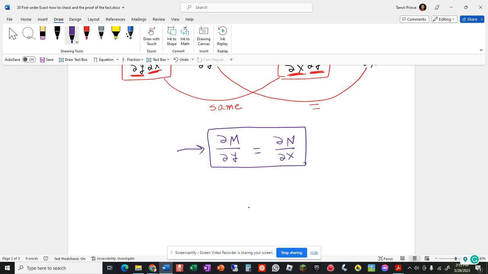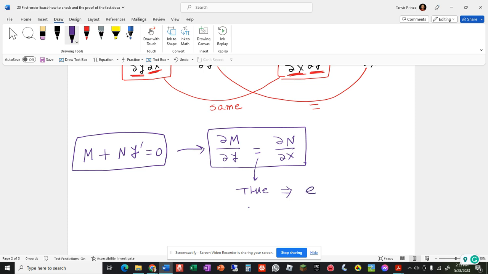Remember, M and N are given in the question. The question is M plus N y prime equal to 0. So M and N are given in the question, so you can easily check this condition. If it is true, then the differential equation is exact. And if it is false, then the differential equation is not exact.